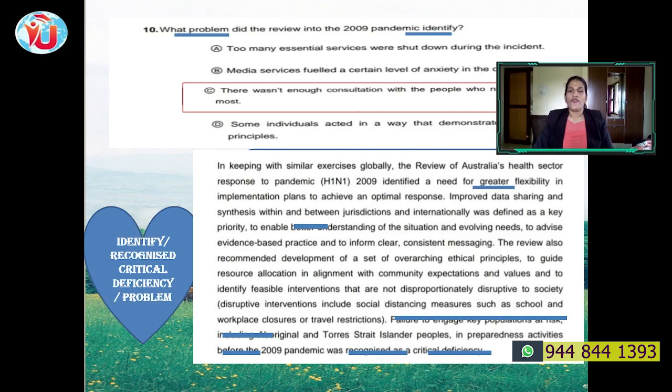So, failure to engage key population at risk, including Aboriginal and Torres Strait Islander people, in preparedness activities before the 2009 pandemic was recognized as a critical deficiency. You see, once you read the text, the answer is already there. You need not go searching for what the answer will be. So you look for the synonyms here. Identify's synonym is recognized. Critical deficiency is nothing but a problem.